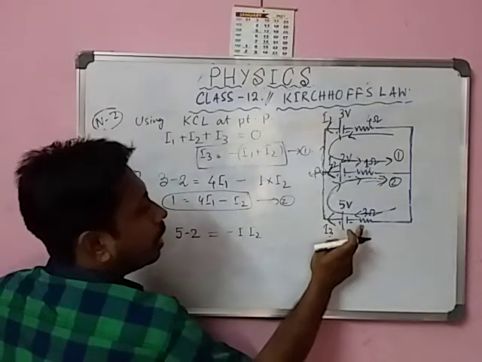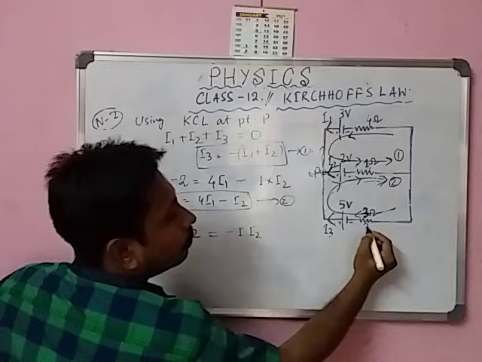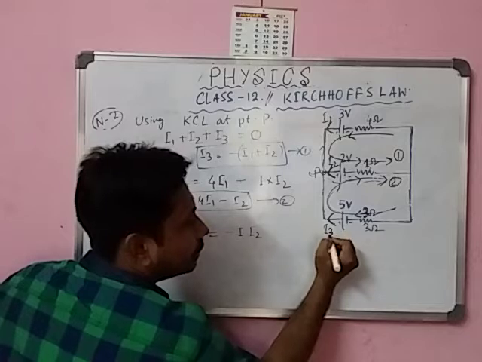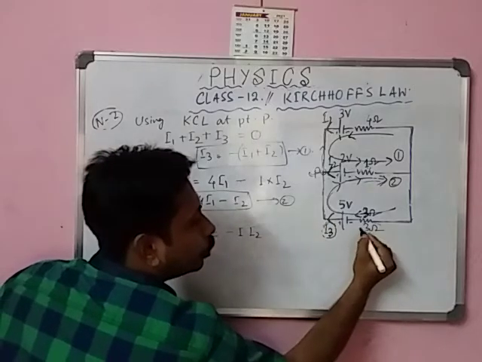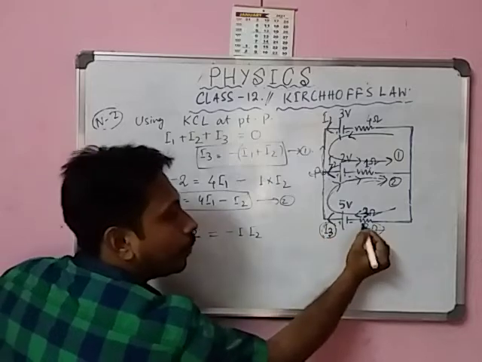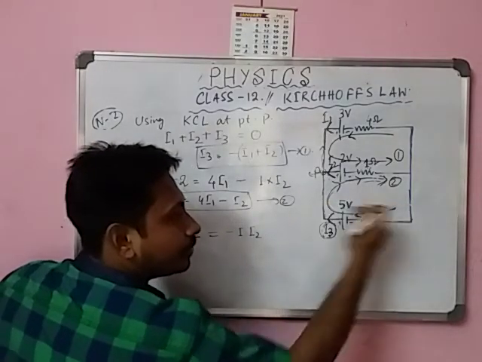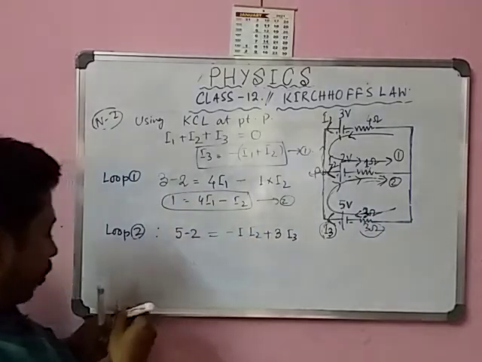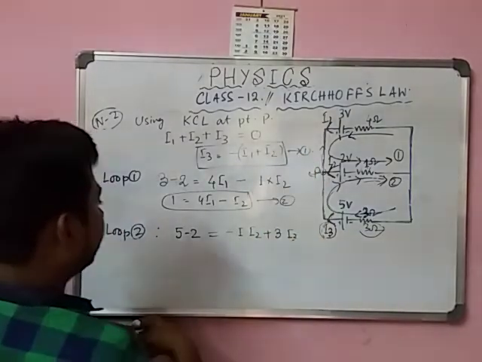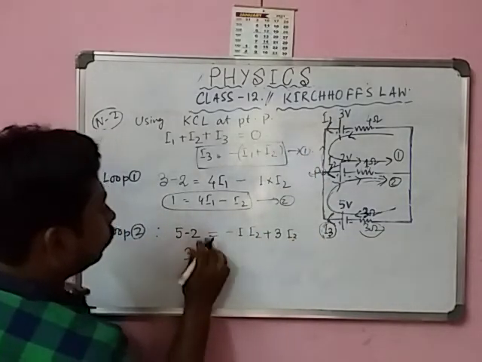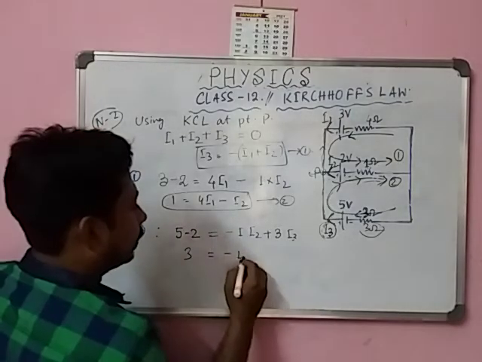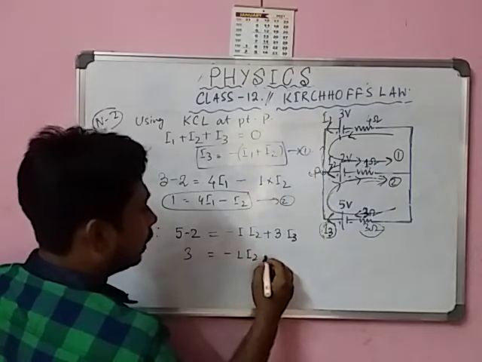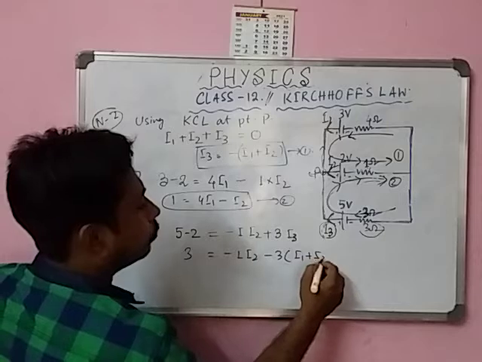And then for 3, this is a 3 ohm resistor. It supports my direction. See, the I3 current is flowing through the 3 ohm resistor, which is left, and my direction is also left. So you can write plus 3 I3. Now you can put the value of I3 from equation 1. So you can write the next equation: 3 is equal to 5 minus 2, 3 and minus 1 into I2. Put the value of I3 from equation number 1, so you can write minus 3 (I1 plus I2), and then simplify.